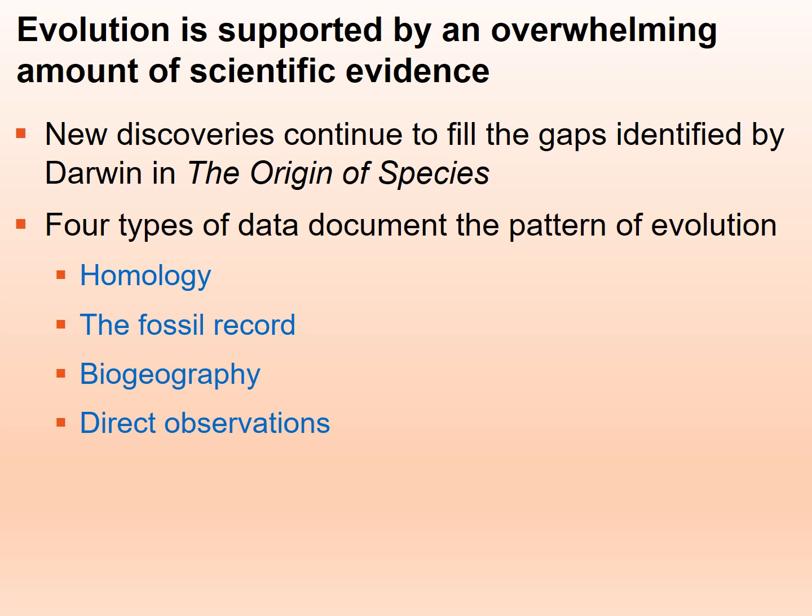Then we're going to talk a little bit more about the fossil record. Biogeography is another area which provides some great documentation of the patterns of evolution and, of course, direct observations. Now we're continuing to discover new things that fill the gaps that we might have had in the fossil record or any other types of data that have been obtained to document this pattern of evolution, since, of course, Darwin wrote his Origin of Species, which was quite a long time ago.